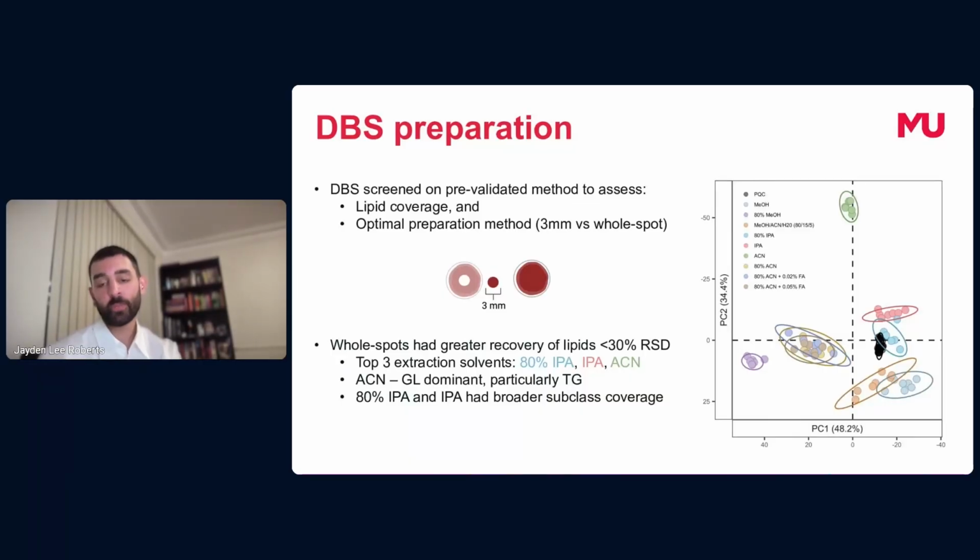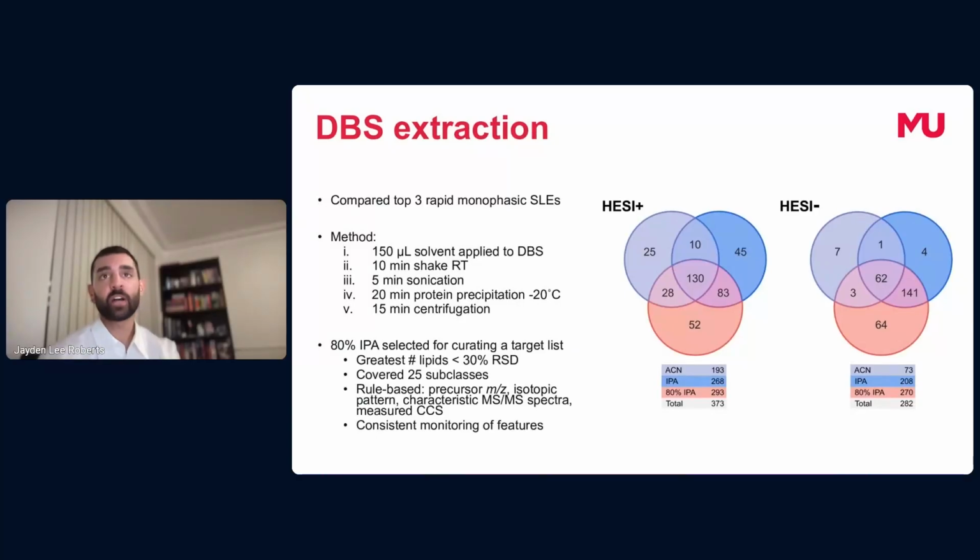When comparing the top 3 extraction solvents on the untargeted platform, what we found was that 80% IPA was identified as the leader and had the greatest number of unique and rule-based annotated lipids. Specifically, we identified 373 unique lipids in positive heated electrospray ionization mode and 282 unique lipids in negative heated electrospray ionization mode.